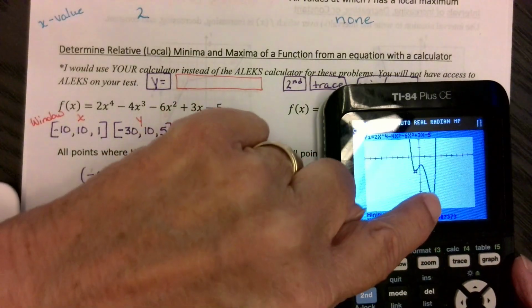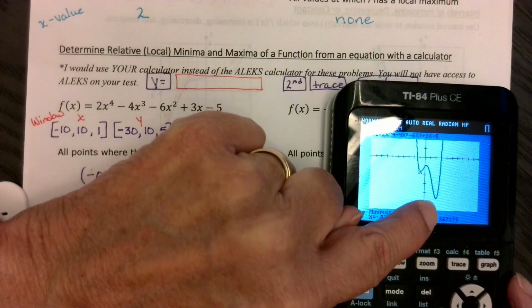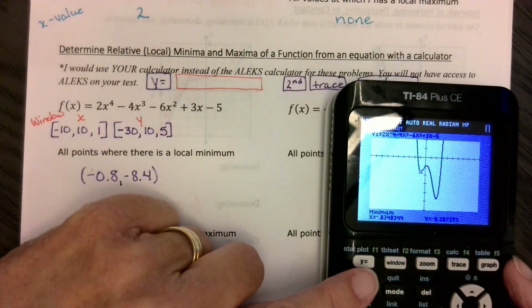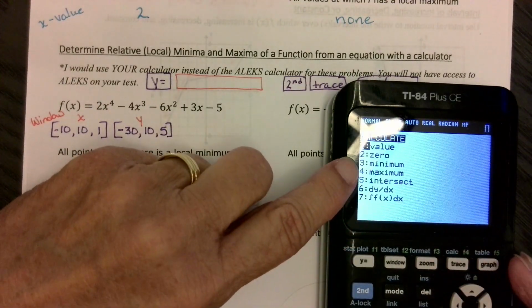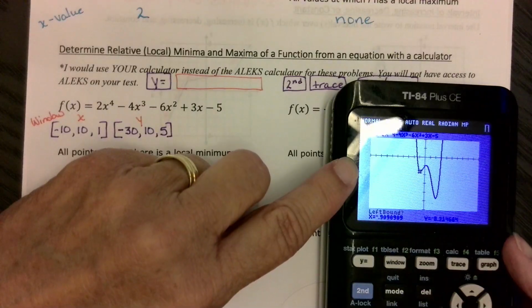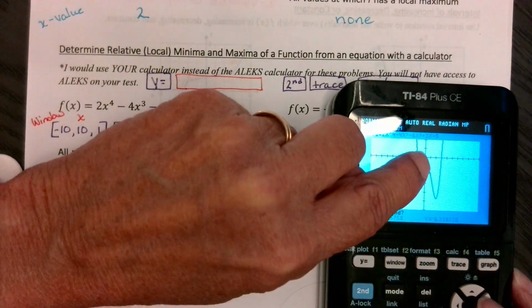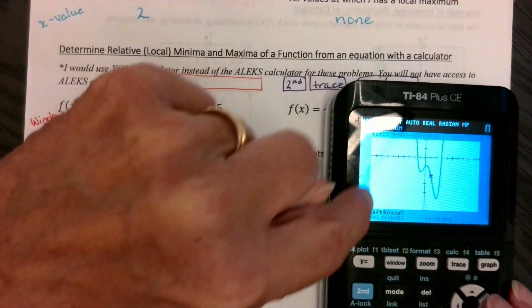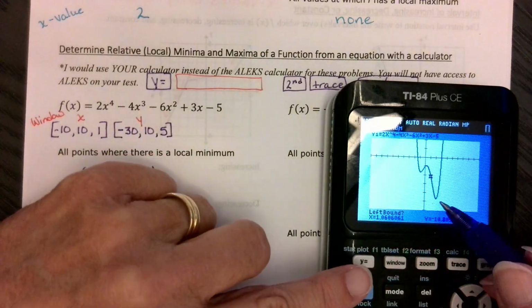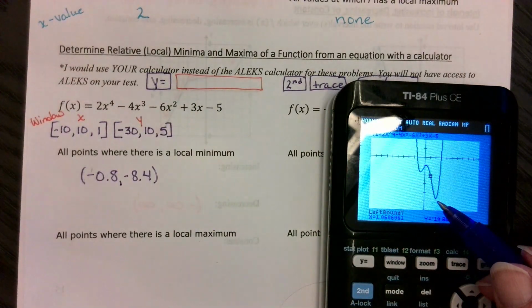Now I have another minimum. Okay, in order to do that, I've got to go through it again. Second trace, 3. And I'm going to go find this minimum, even though I know there's a maximum. But let's go find this minimum. Is this on the left-hand side of that minimum? Yeah. So I'm just going to hit enter.